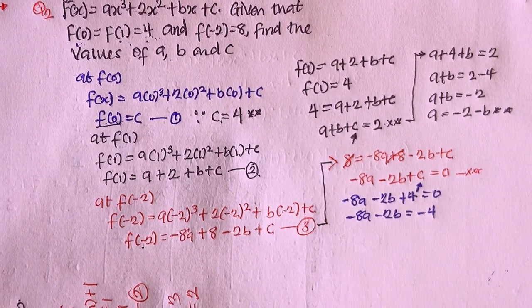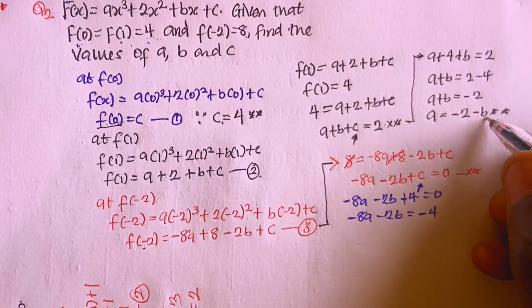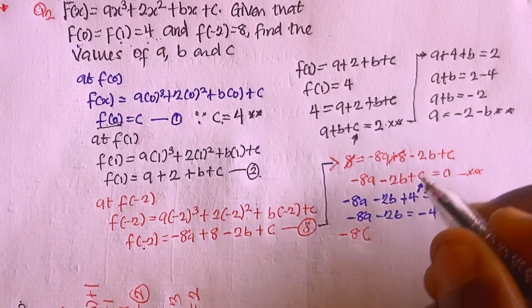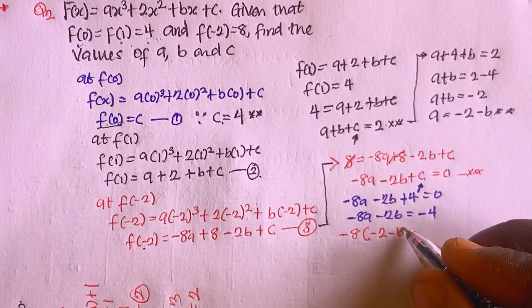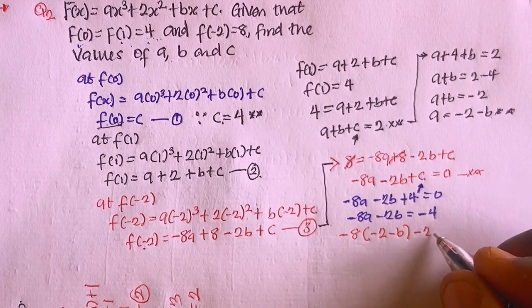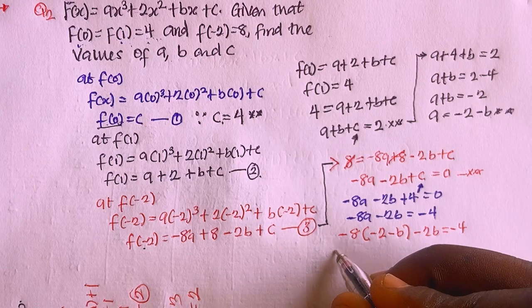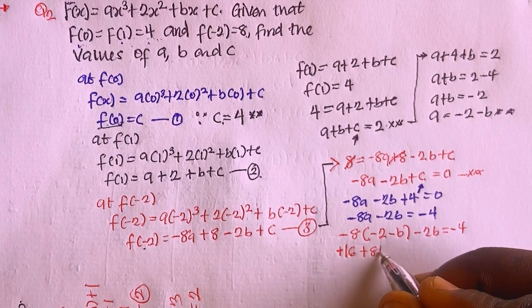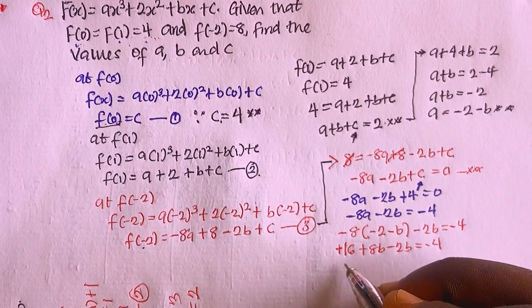So what we are going to do now is that since a equals minus 2 minus b here, I'm going to substitute it here. So I'm going to have minus 8 into brackets, what's my a? Minus 2 minus b, then close bracket, minus 2b again equals minus 4. So if I simplify this further, I'm going to have plus 16 plus 8b minus 2b equals minus 4.